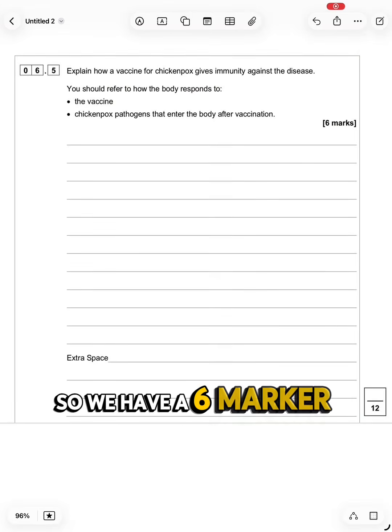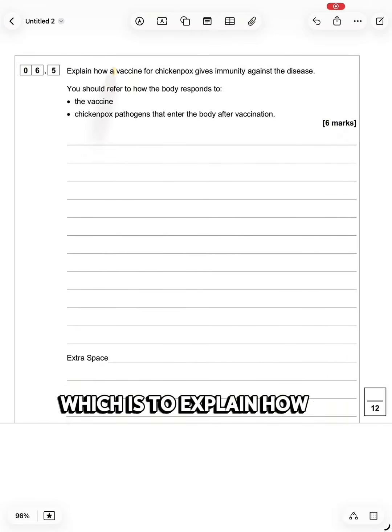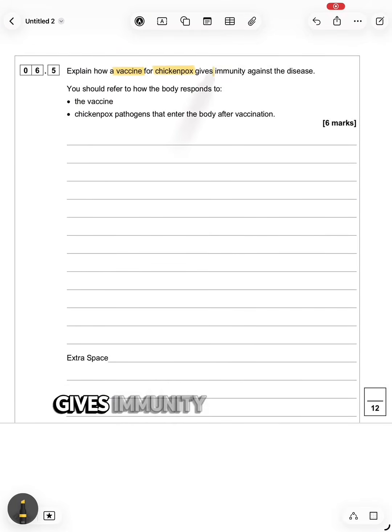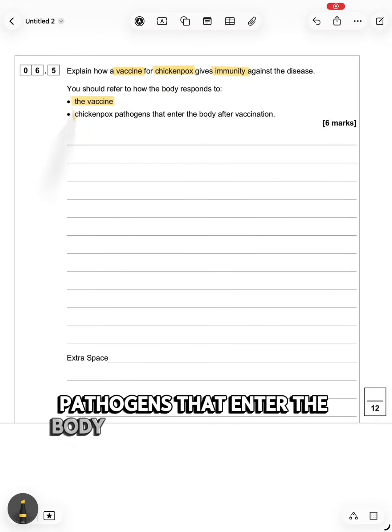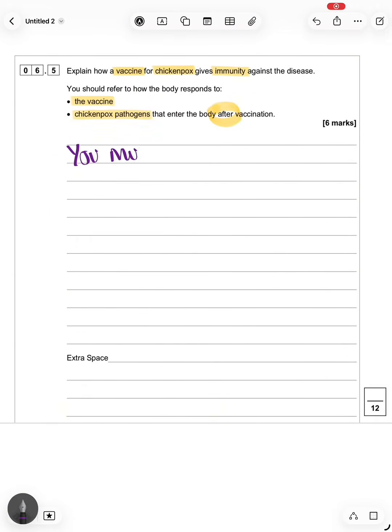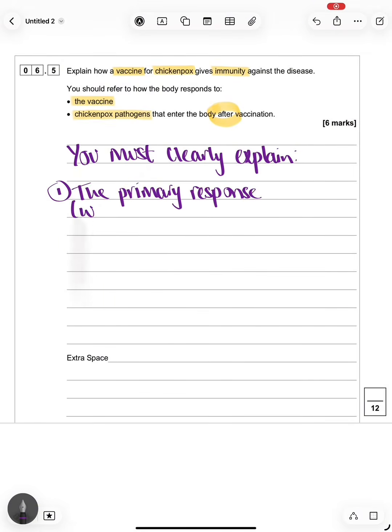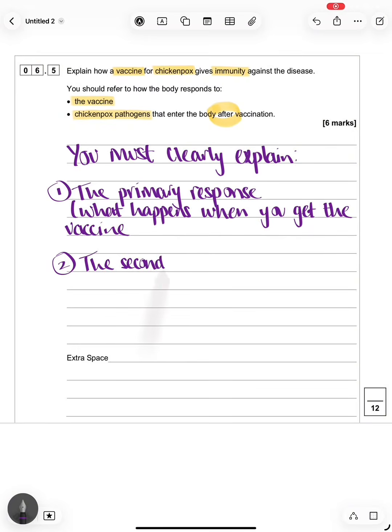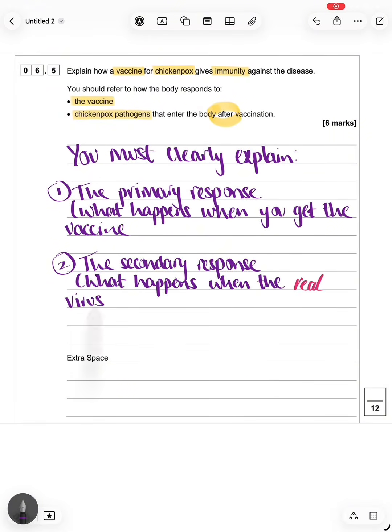So we have a 6 marker here, which is to explain how a vaccine for chickenpox gives immunity against the disease. This is separated into two parts: the vaccine and the chickenpox pathogens that enter the body after the vaccination. When writing out the answer, you must clearly explain, number one, the primary response, so what happens when you get the vaccine, and number two, the secondary response, what happens when the real virus enters later. Now let's write a model answer for this.